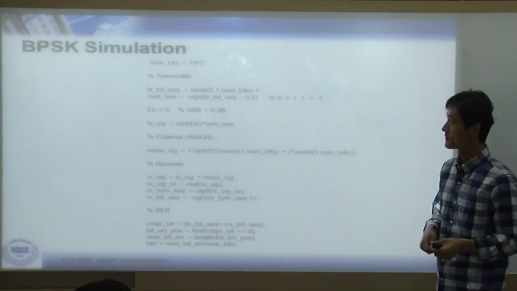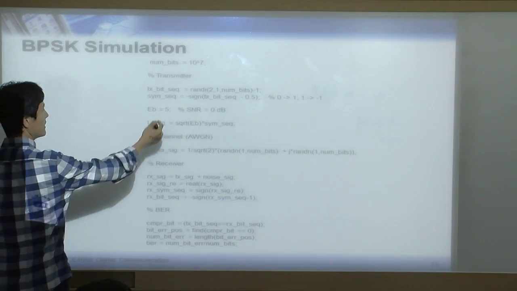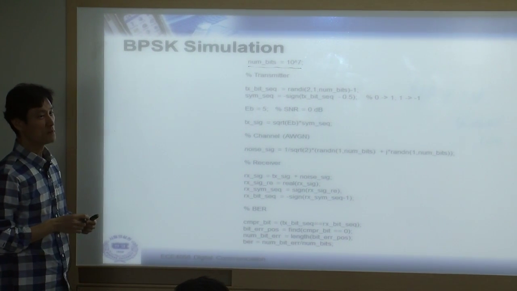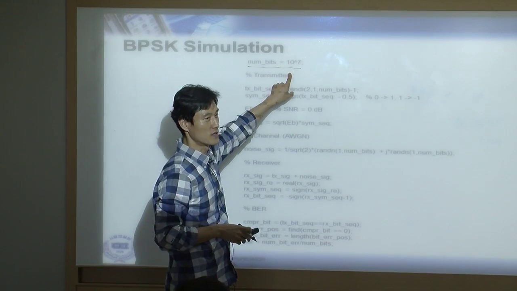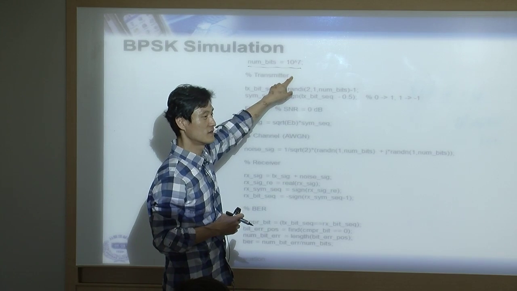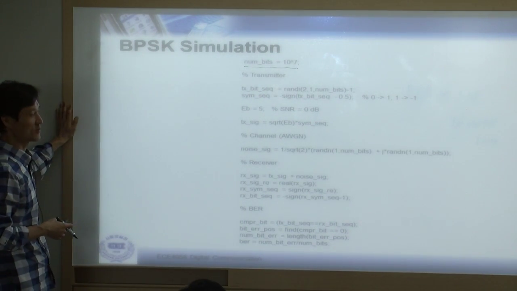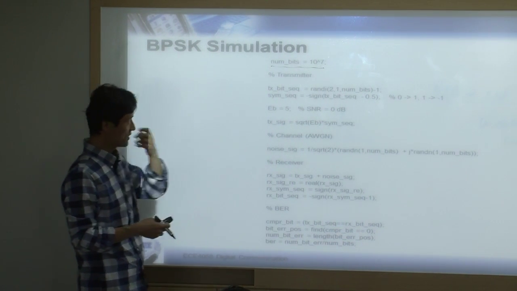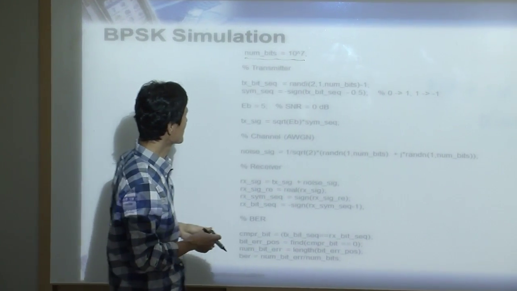The first line is just parameters. I just set certain parameters. I want to have 10 million bits. But you can use your own number, right? I just made it 10 million bits. MATLAB runs pretty fast, so 10 million takes only a couple of seconds, maybe 2 seconds, very quick. So 10 million is not a problem. The number of bits is 10 million.